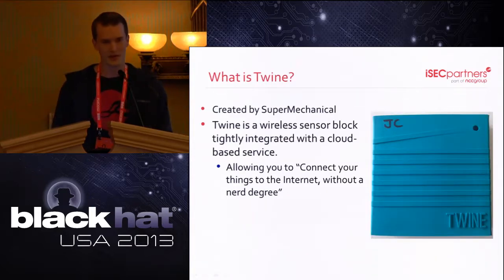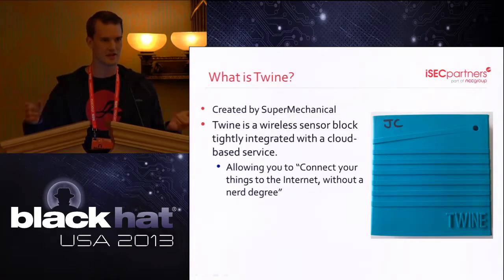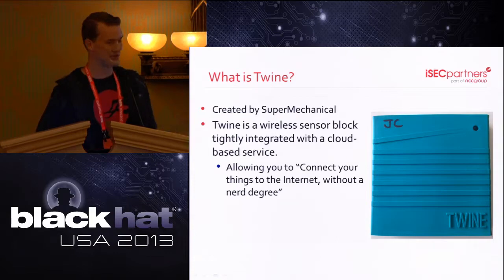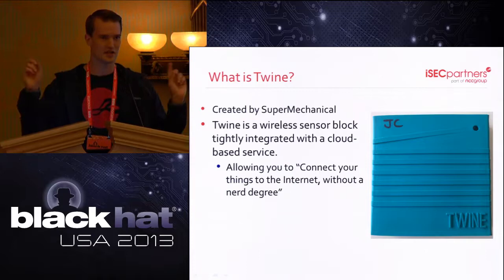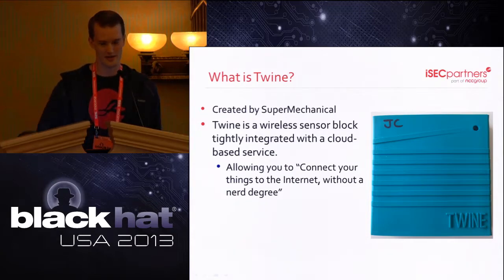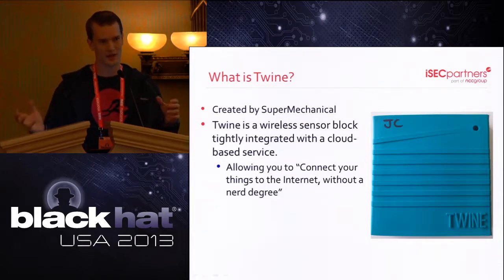So what is Twine? Twine is an embedded system that was created by a startup in Austin called Super Mechanical. Essentially their marketing material suggests that it allows you to connect your things to the internet, without a nerd degree, which I think is kind of cute. But at any rate, what it allows you to do is detect changes in your environment, wherever Twine is, and then communicate these changes to you. As a use case example, let's say your basement was prone to flooding. You may connect a moisture sensor to your Twine, and once that's connected, when it detects wetness or moisture, it'll communicate that to you.